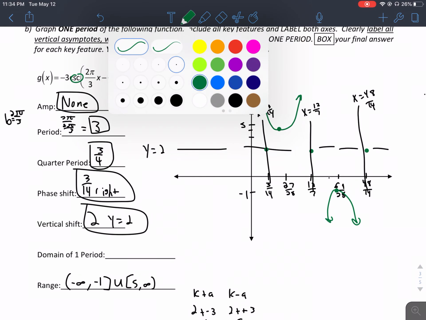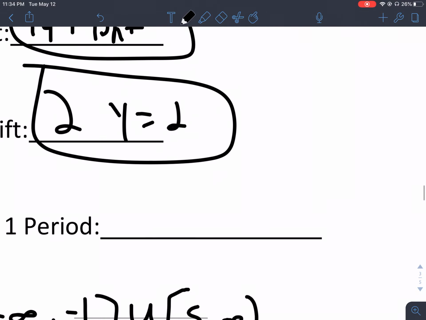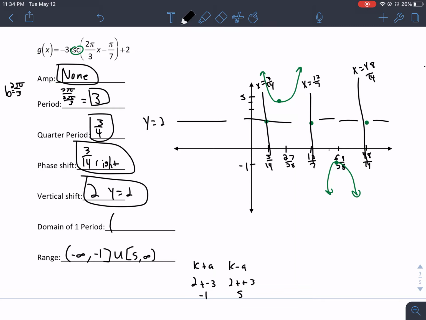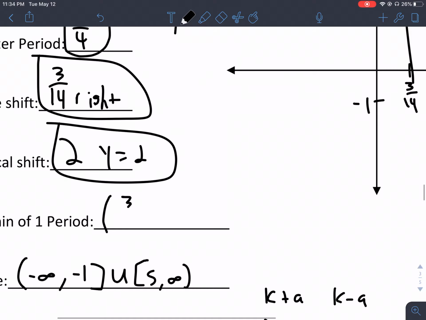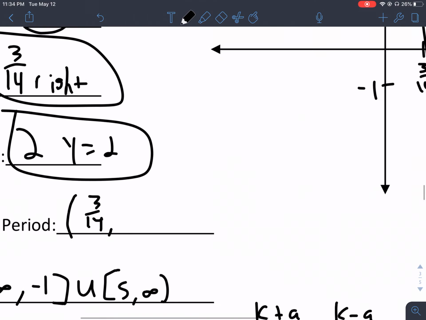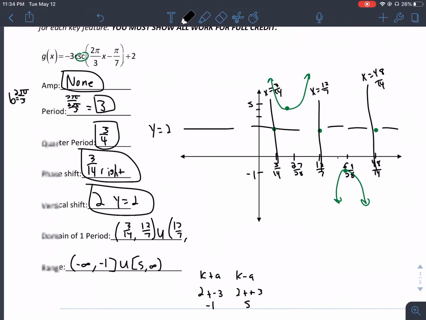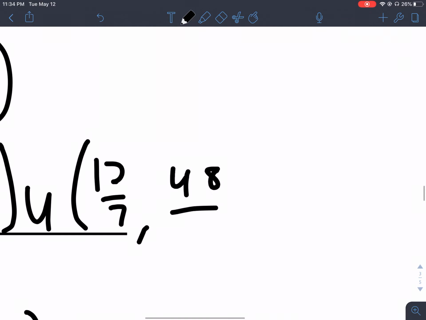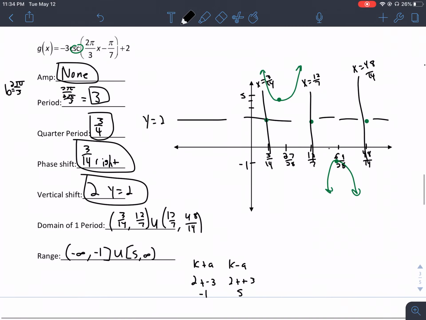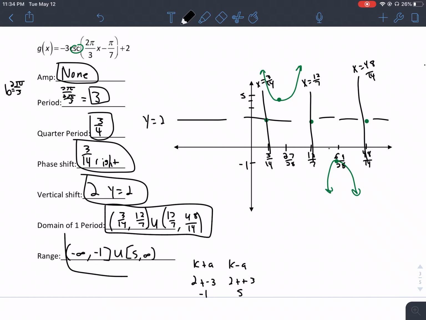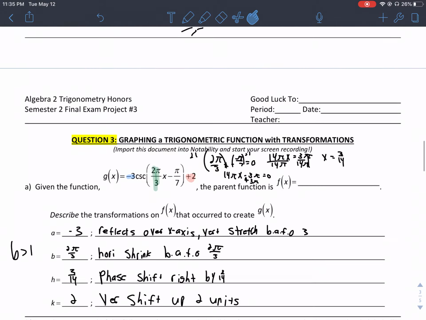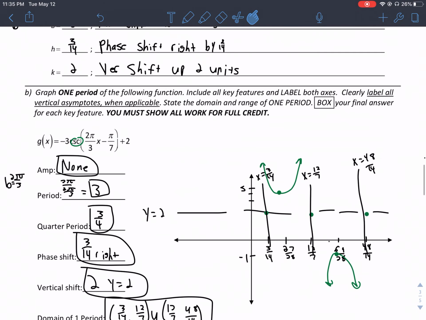Okay, and then our domain is simply our x-asymptotes, not x-intercepts. So it'd be 3 over 14, comma, 12 over 7, parentheses, 12 over 7, and 48 over 14. And then we just box that. Okay, and we are all done.